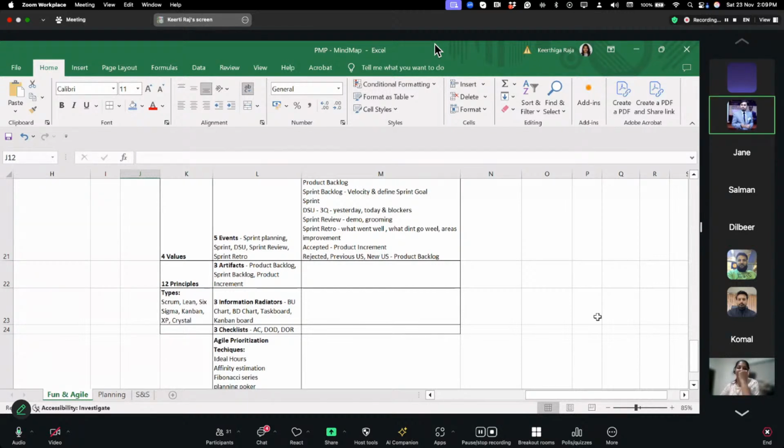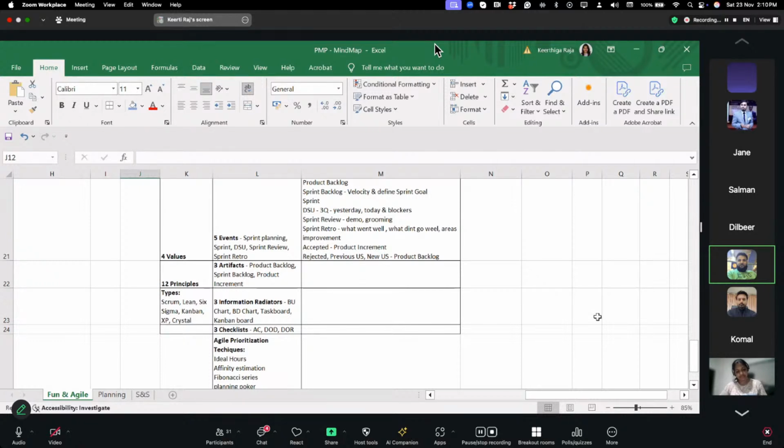Burn up shows how much work is done. Remember that burn up is like you are moving up the mountain: how much you have achieved, how much you have done. Burn up is basically how much is done, and burn down chart is basically telling you how much is remaining.